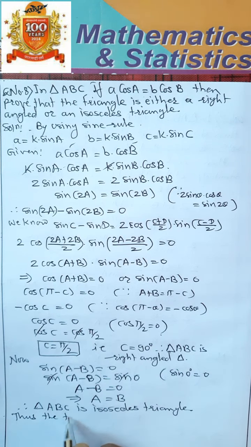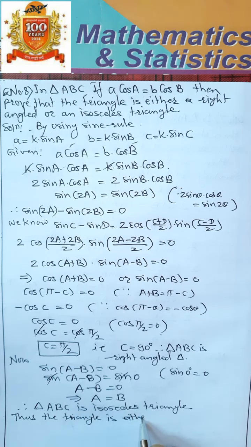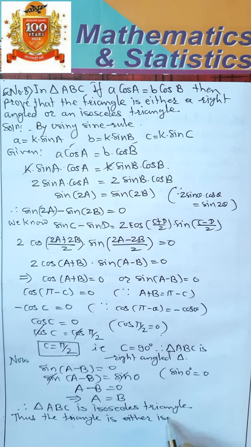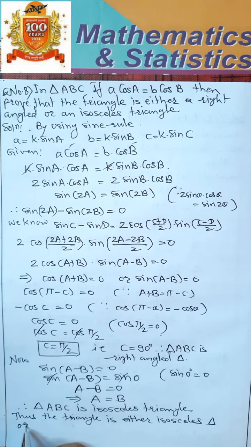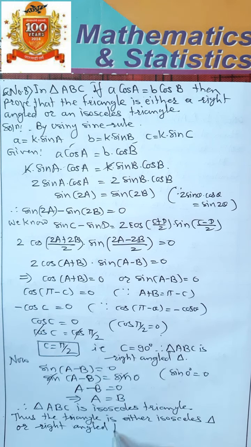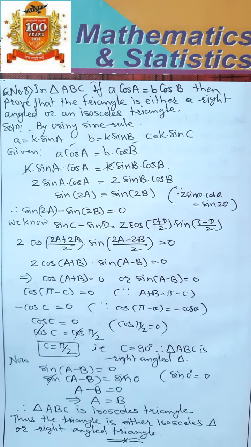Thus, the triangle is either an isosceles triangle or a right angle triangle. In this way, we can prove this question, isn't it?